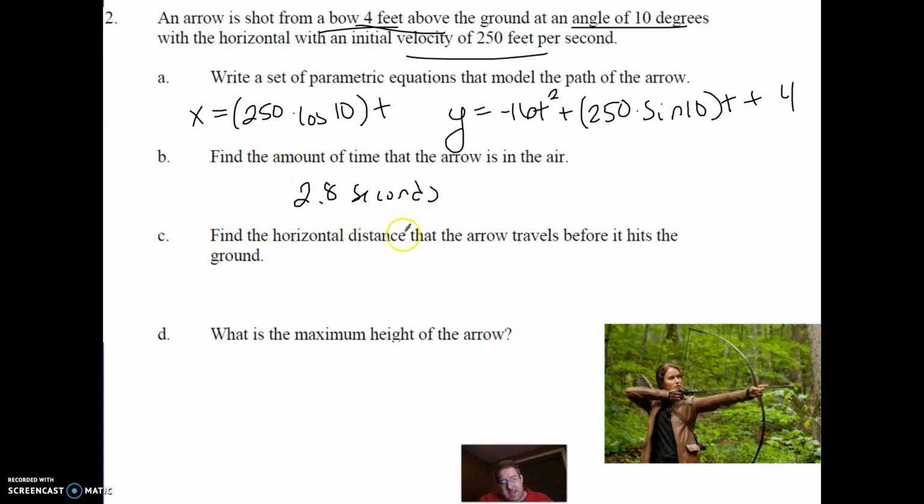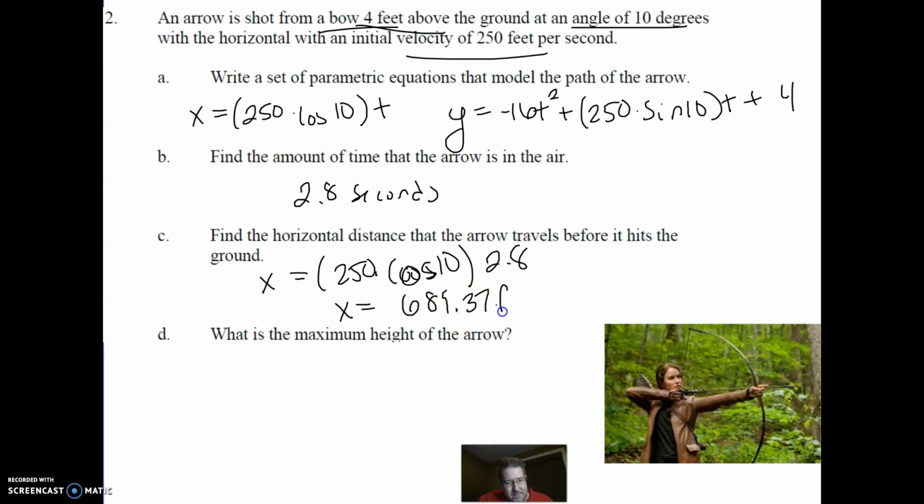Give or take. Find the horizontal distance that the arrow travels before it hits the ground. Okay, so now all I've got to do is put my 2.8 in for t and solve, because this is the parameter for distance traveled: cosine of 10 times 2.8 seconds. I can just go to the regular screen for that. So parenthesis, 250 times cosine of 10, parenthesis twice, and then times 2.8 seconds. All right, so that tells me that x is going to travel about 689.37 feet.